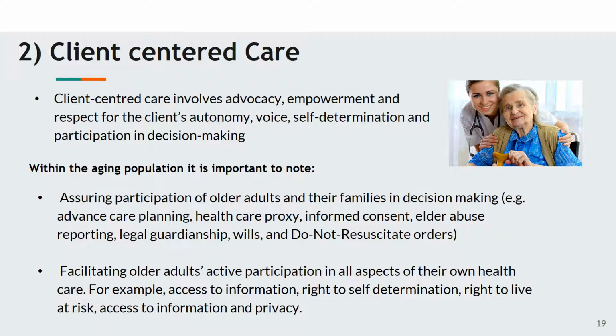Client-centered care involves advocacy, empowerment, and respect for clients' autonomy, voice, self-determination, and participation in decision-making. So within the aging population, it is important to assure participation of older adults and their families in decision-making. This could be in terms of advanced care planning, healthcare proxy, informed consent, or elder abuse reporting. It is also important to facilitate older adults' active participation in all aspects of their own health care. For example, access to information, right to self-determination, right to live at risk, and privacy.